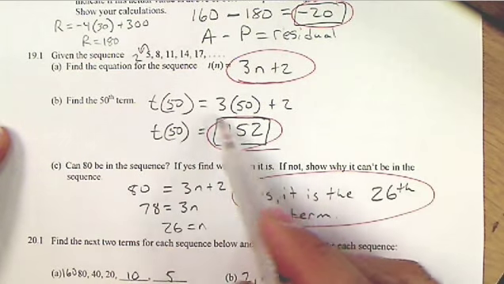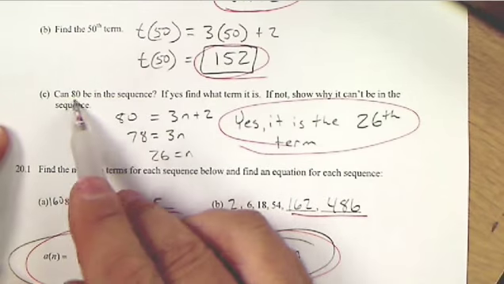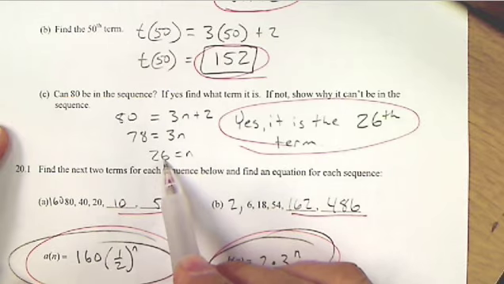50th term means just plug in 50. 150 plus 2. Can 80 be part of the sequence? Well, if I plug it in and I solve and I get a whole number, then yeah, it's a term of the sequence.